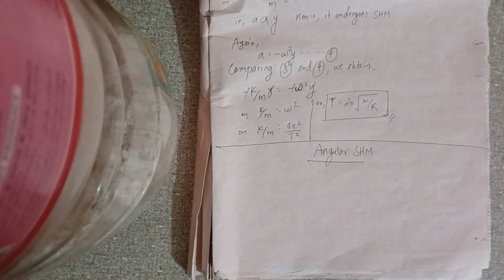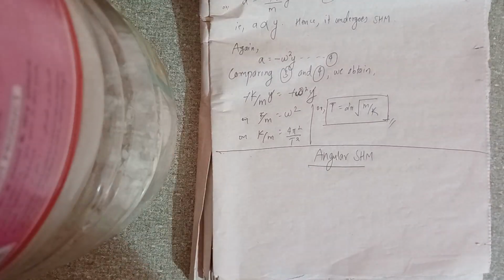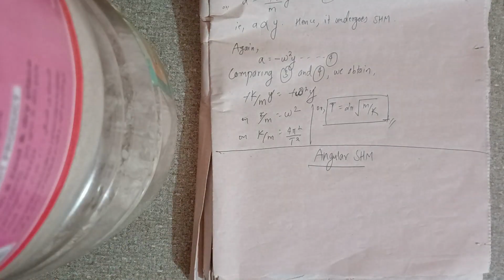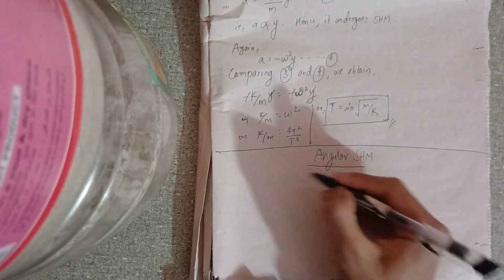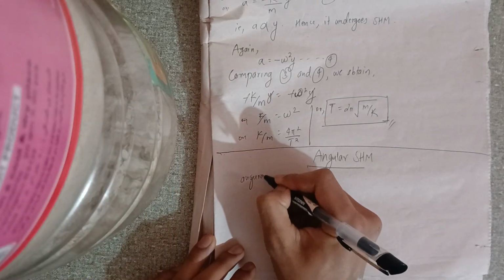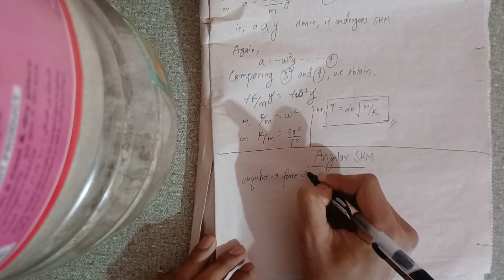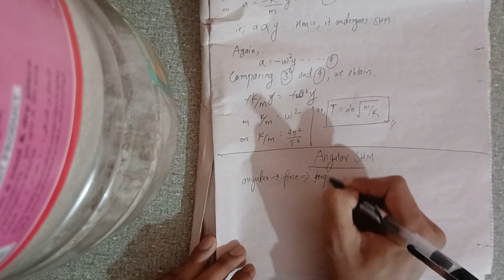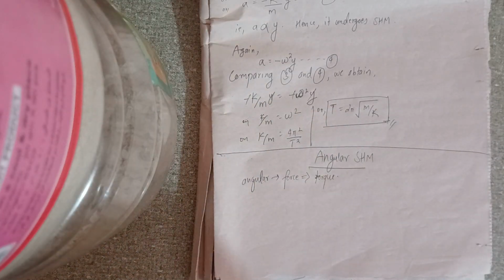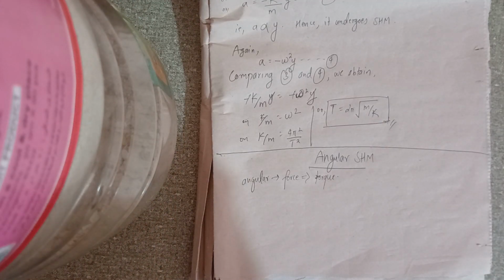Under angular SHM, first of all, the definition of it comes first. So angular SHM is defined as the oscillation in which restoring torque in angular, anything, force is replaced by torque. So we say the oscillation in which restoring torque is directly proportional to angular displacement from mean position and towards the mean position is called angular SHM.